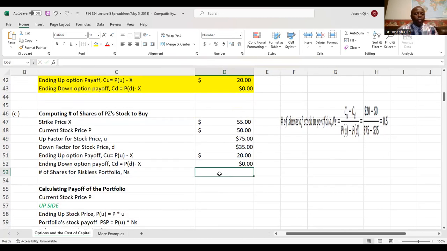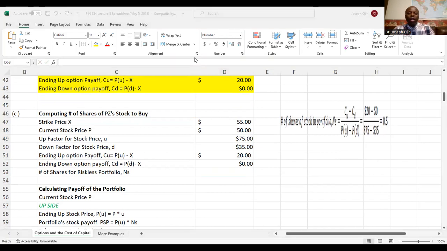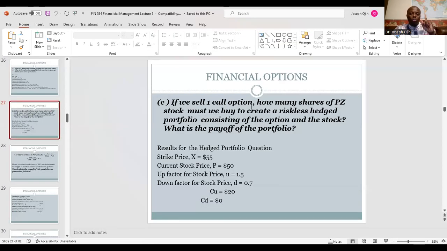Now, remember the first part of the question says, if I sell one call option, just one call option, how many shares of PZ stock must we buy to create a riskless portfolio? Just for only one. Nobody buys only one call option. We buy several of them. But suppose for one call option, how many shares of PZ stock must we buy to create a riskless portfolio consisting of the option and the stock? What is the payoff?